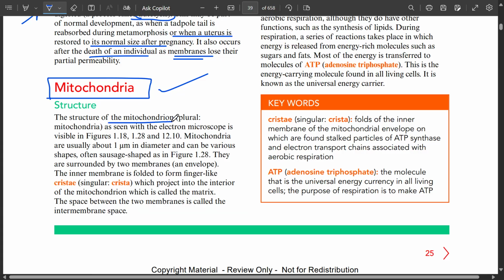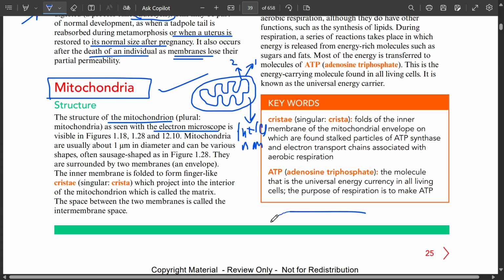Now, the structure of mitochondria, as seen with an electron microscope. It is also visible with a light microscope, but the electron microscope gives a detailed structure. It is something like this: folded membranous structures. The first membrane, the second membrane, and between them this space is known as the intermembrane space. The same is with the chloroplast. Intermembrane space means the space between the outer and the inner membrane.